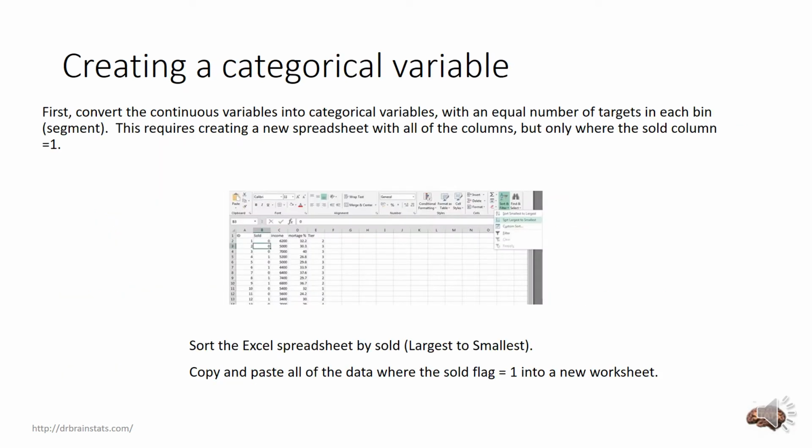To create our decision tree, we need to convert our continuous variables into categorical ones. To do this, we'll be making sure that each of our categorical variables will have an equal number of targets in each bin. This requires creating a new spreadsheet with all the columns, but only where the sold column equaled 1. So we will sort the Excel spreadsheet by sold, largest to smallest, and we'll copy and paste all this data where the sold flag equals 1 into a new worksheet.